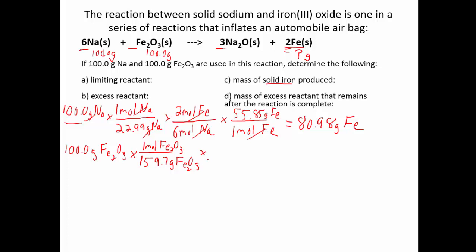From here, mole to mole ratio, 2 moles of iron over 1 mole of Fe2O3, our iron(III) oxide. And then our last step, going moles back to grams.